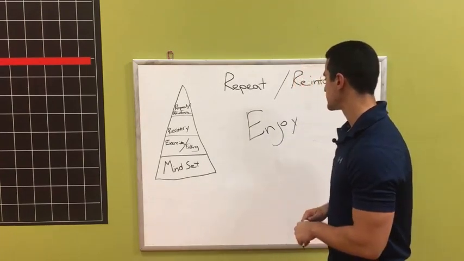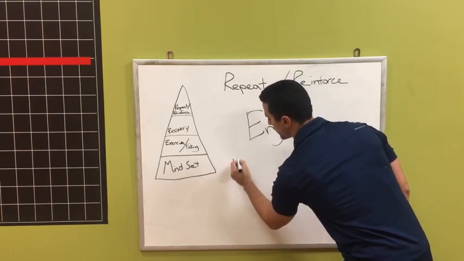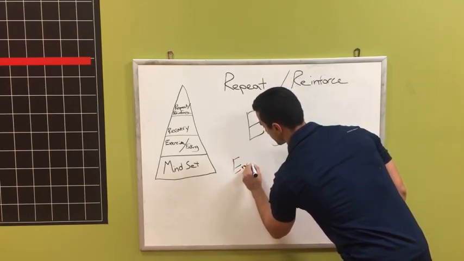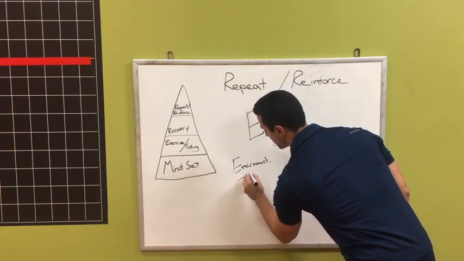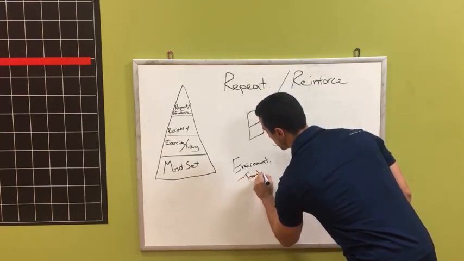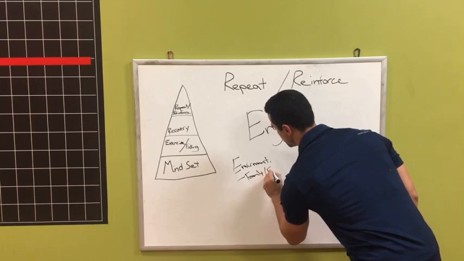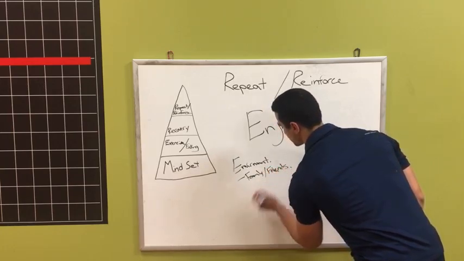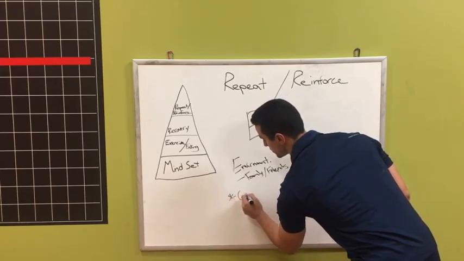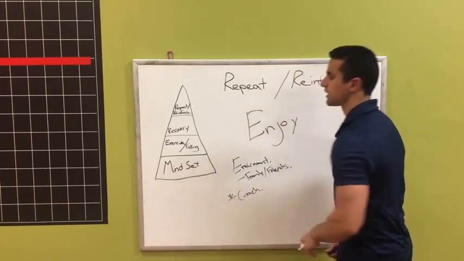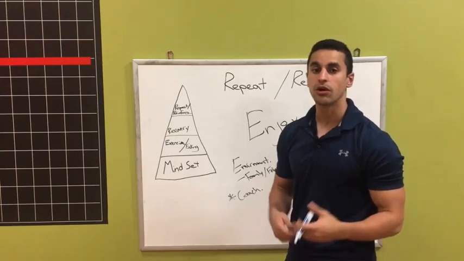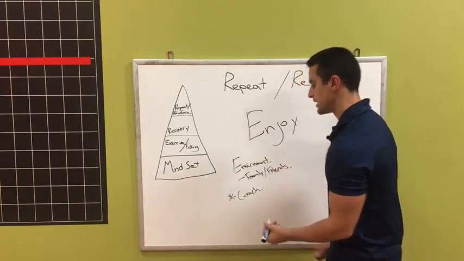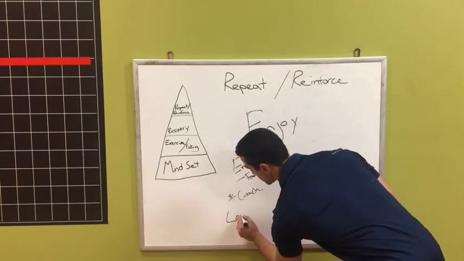So the way we're going to enjoy this is by looking at our environment. And that's going to be family and friends, the people that we surround ourselves with. Also, a good coach is always there to make the process easier for you and making sure that you are having fun as you're doing this. And also the location that you're doing it in.